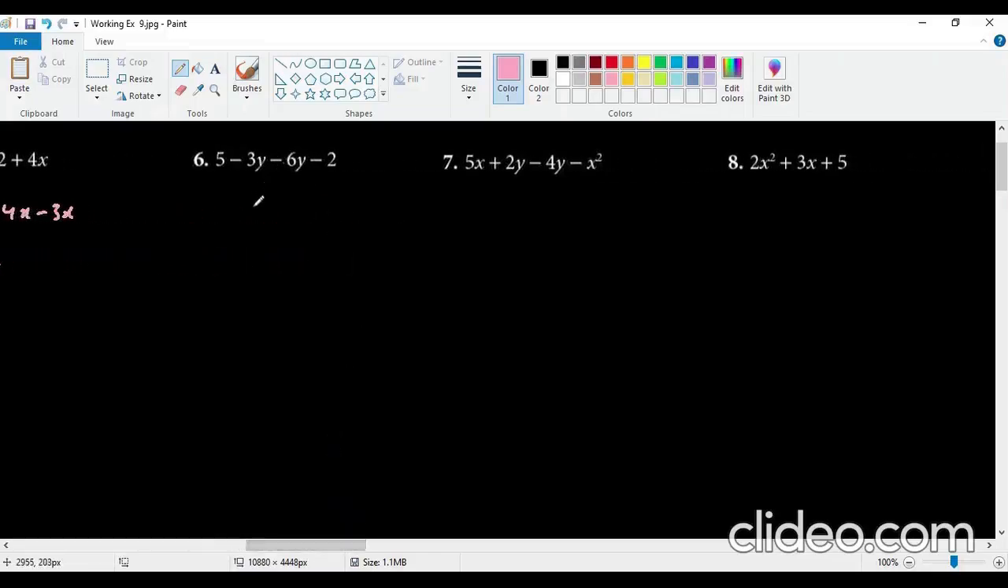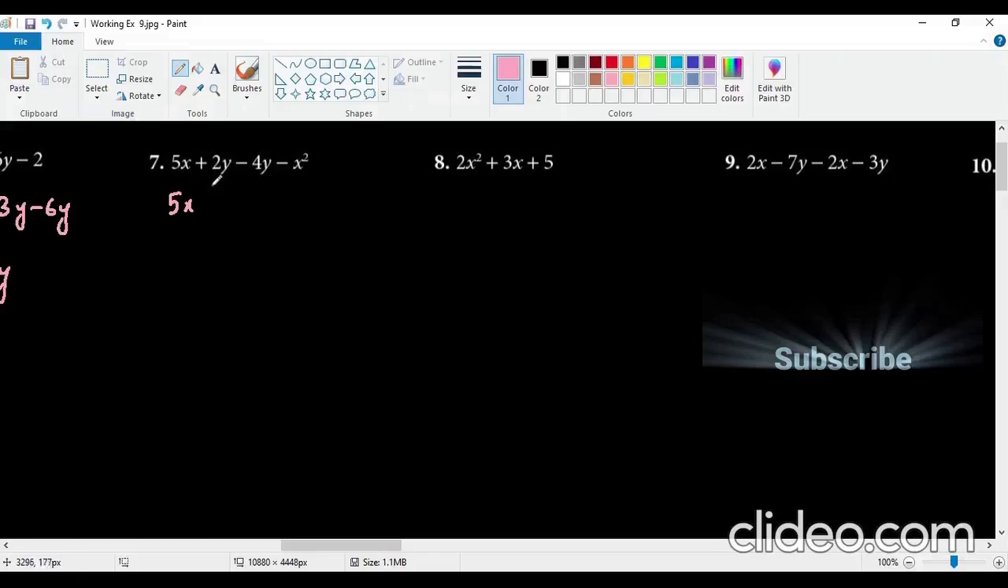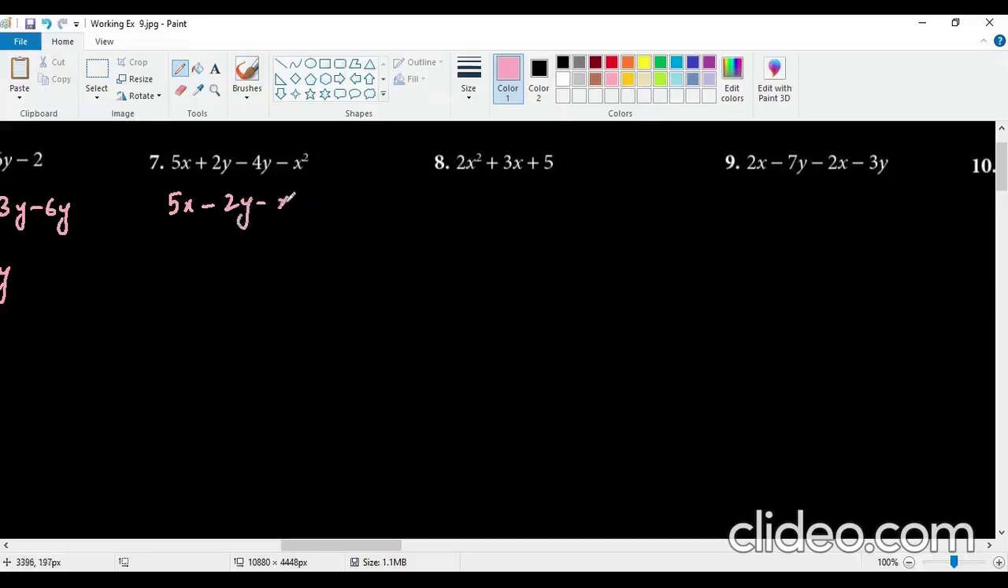Next, in question number 6, it is 5 minus 2. Both are like terms, both are numbers. And minus 3y minus 6y. 5 minus 2 is going to give you a 3, and minus 3 and minus 6 is going to give you minus 9y as an answer. Question number 7. In here, there are three terms, 5x and plus 2y and minus 4y, which is going to give you minus 2y, and minus x square. You can write in order also, you can write any way you feel like, but this is okay.